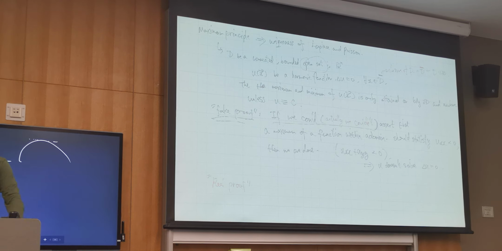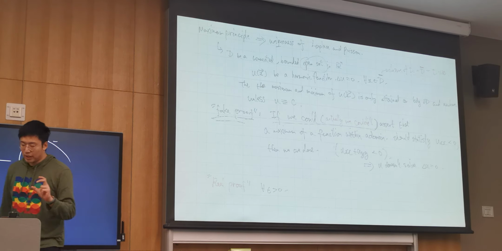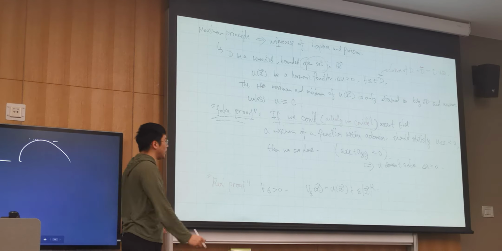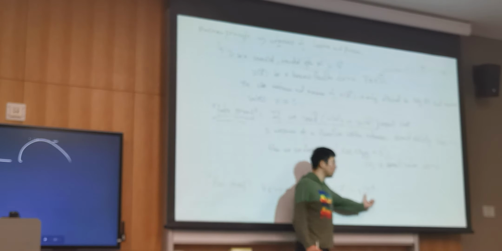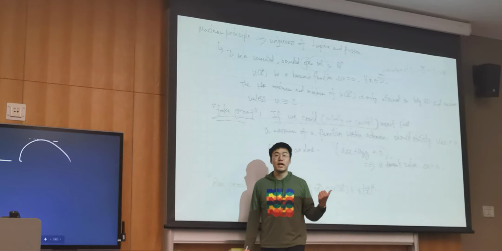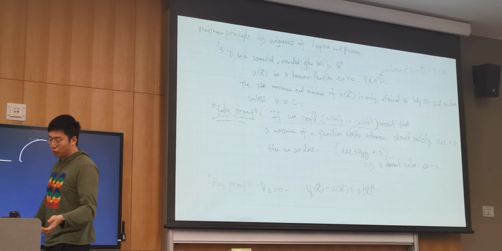Now let's say that for any epsilon larger than 0, an arbitrarily small number epsilon, let me call my v epsilon of x to be my u of x plus epsilon times x squared. Here again, the x squared means the square of the norm, because now x is a vector. x now becomes a vector. The square of the norm.